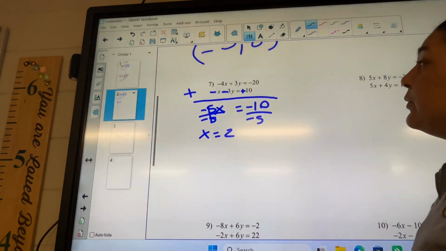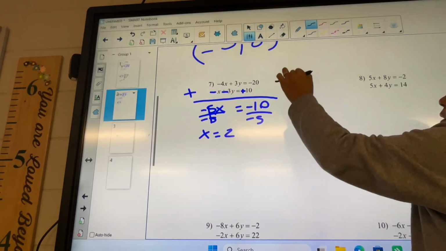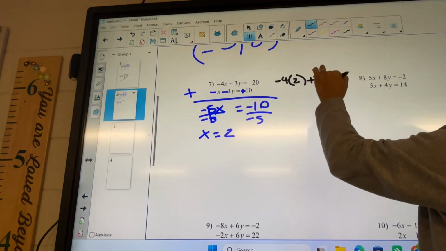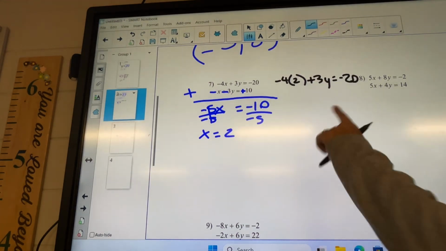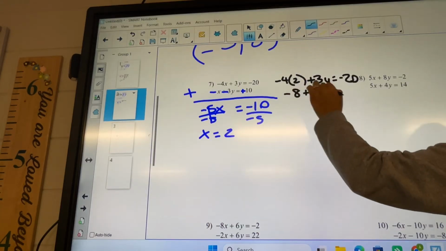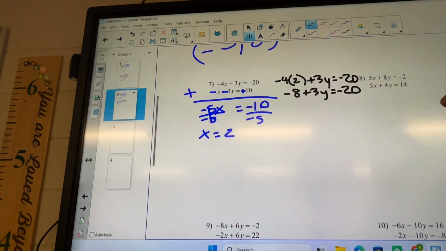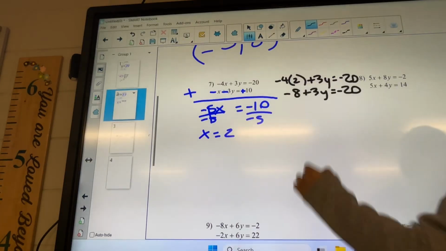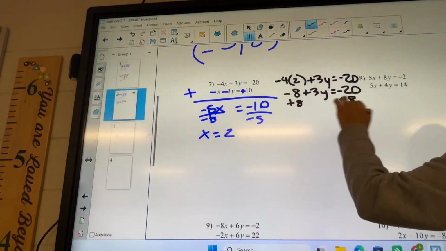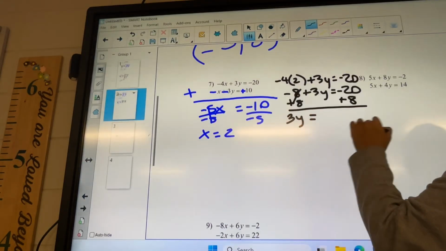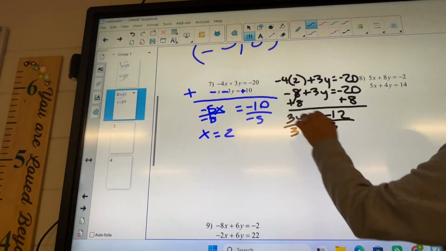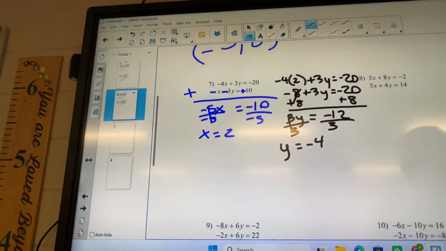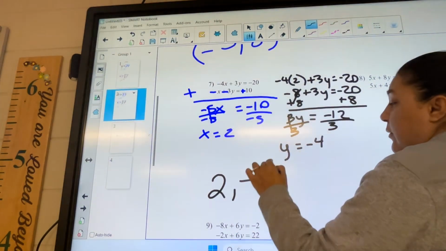And I'm going to plug that into the top equation. So I got negative 4 parenthesis 2 plus 3y equals negative 20. Okay, negative 4 times negative 2 is going to be negative 8 plus 3y equals negative 20. And then I'm going to add 8 to both sides. So I get 3y equals negative 12. And then I'm going to divide both sides by 3. So I get y equals negative 4. So we're going to get 2 comma negative 4.